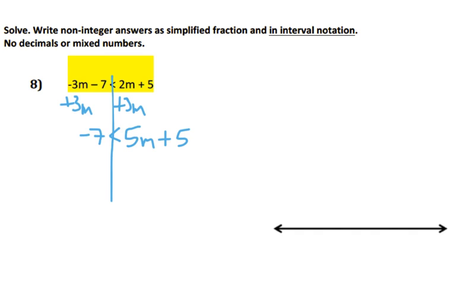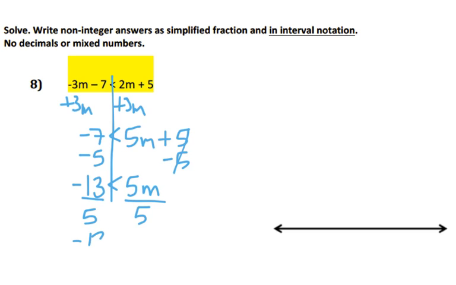Next, we're going to do the opposite of whatever's happening to m. So we're going to subtract 5 first from both sides of the inequality sign, and that gives us negative 13 is less than 5m. And then we're going to divide, since we have 5 times m, we divide by 5, and we have negative 13 fifths is less than m. Notice we didn't switch the inequality sign because we divided by a positive number.